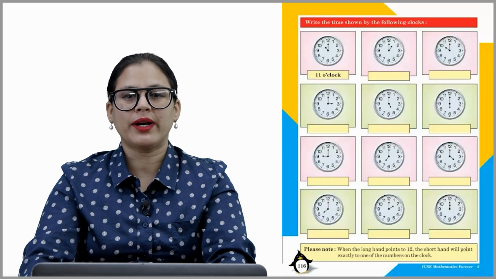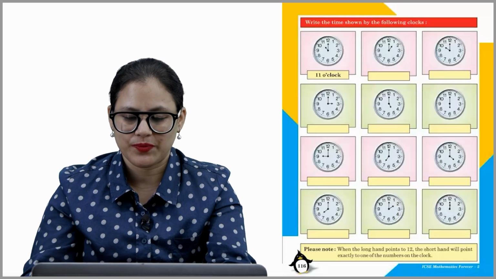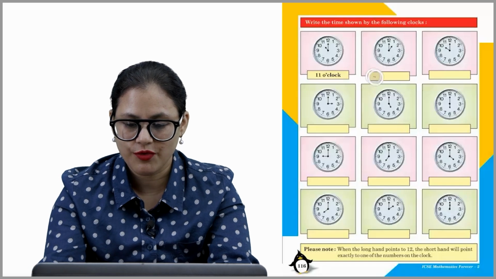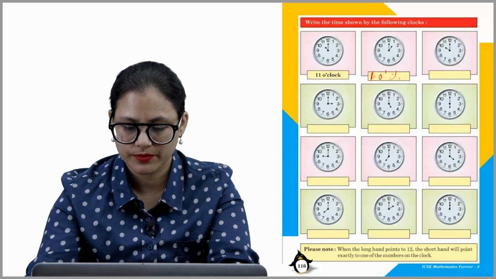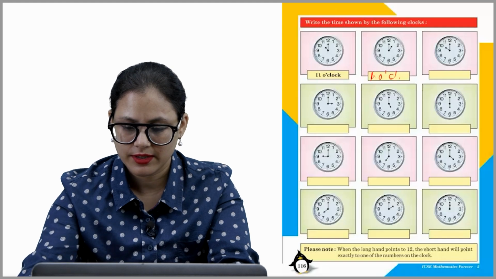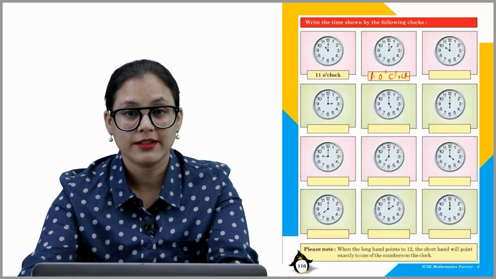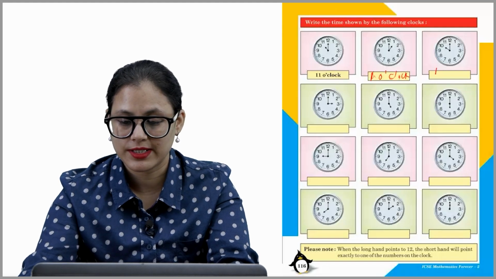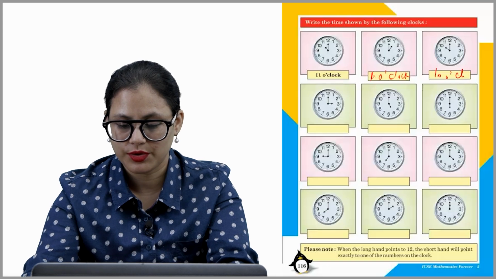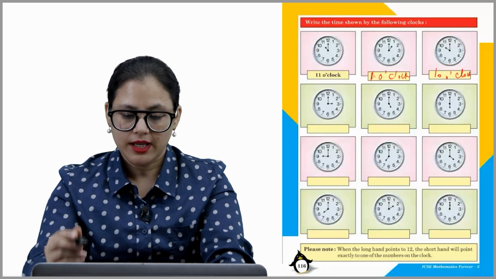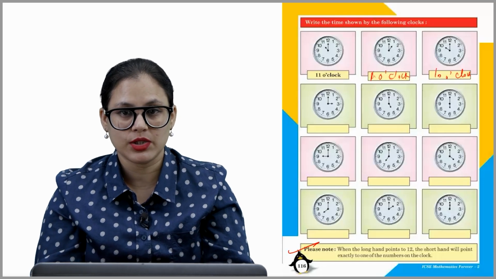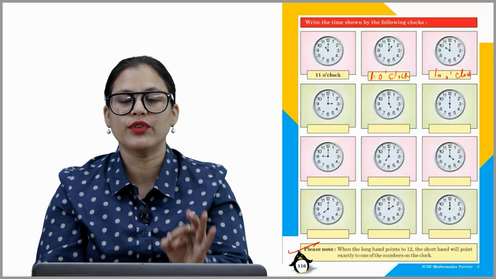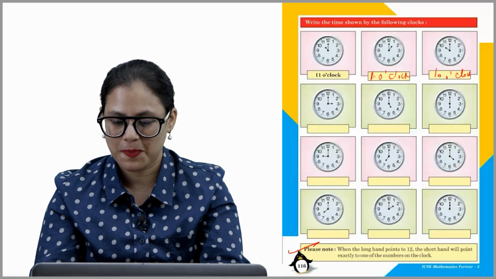Write the time shown by the following clocks. So this is 1 o'clock, and this is 10 o'clock. Please note, when the long hand points to 12, the short hand will point exactly to one of the numbers on the clock.